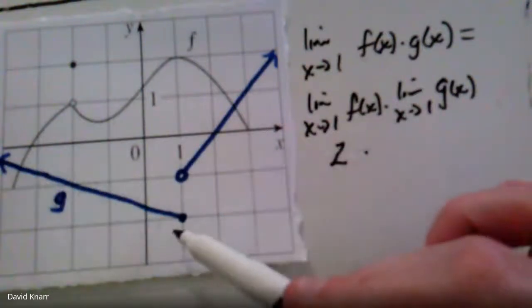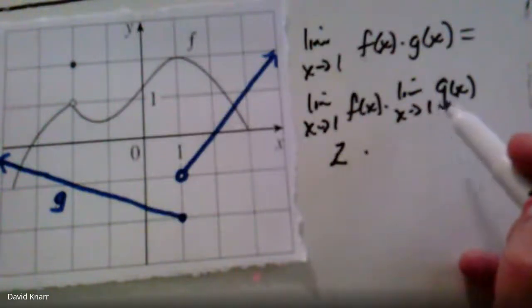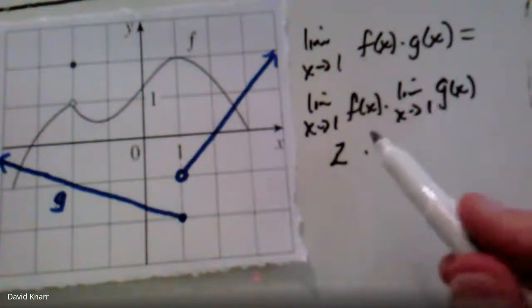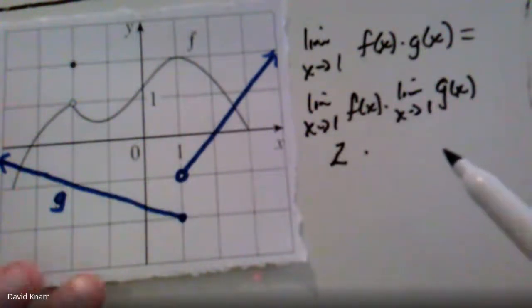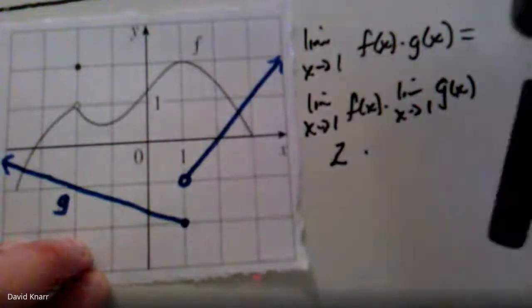The limit as x goes to 1 of g of x: from the left is -2, from the right is 1. This limit does not exist. So we cannot continue in this fashion the way we are working. We cannot calculate the limit as x goes to 1 of g of x. So let's get rid of this. We can't do this anymore. It's not going to work.